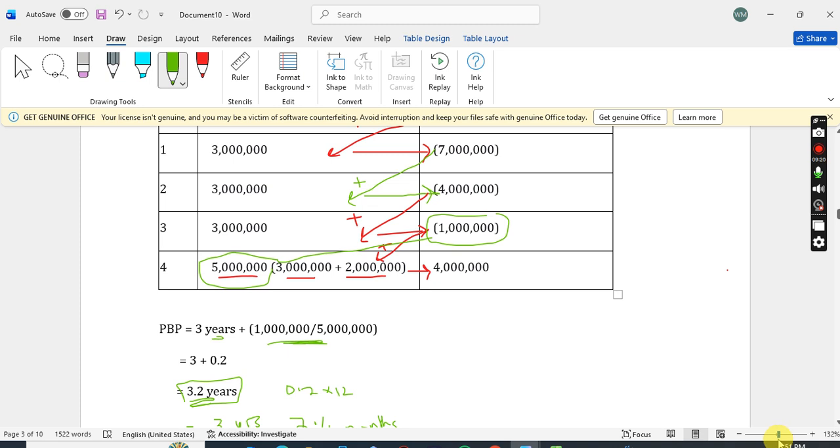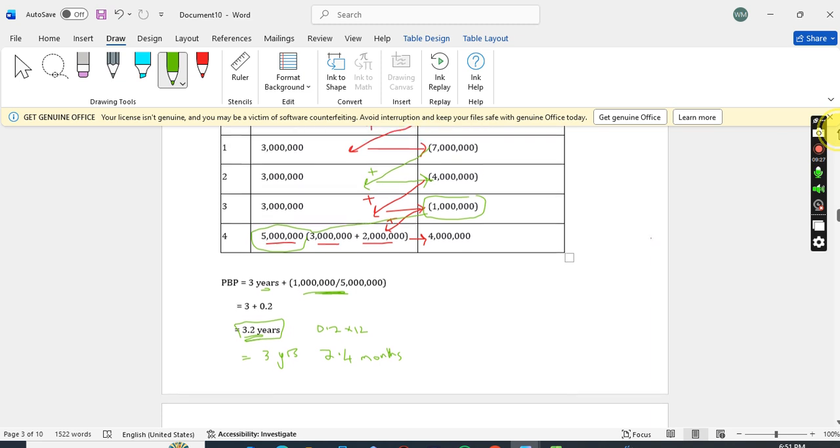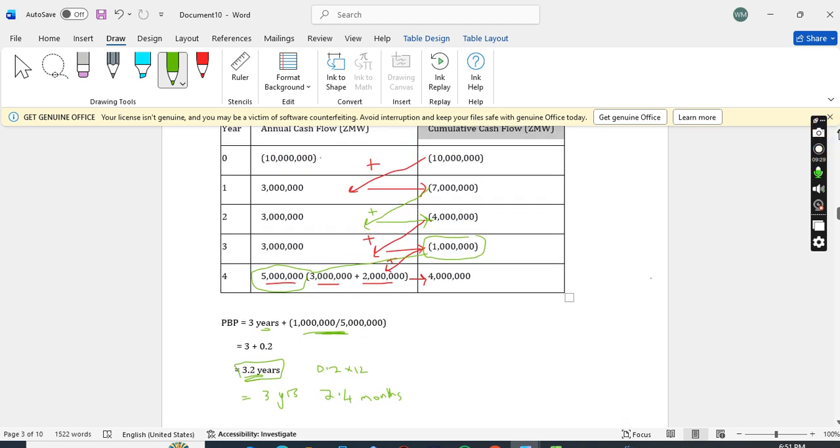Any other questions? Pardon me, sir. So the terminal value which is 2 million, you added it to the 3 million in year 4? Yes, in year 4, yes.